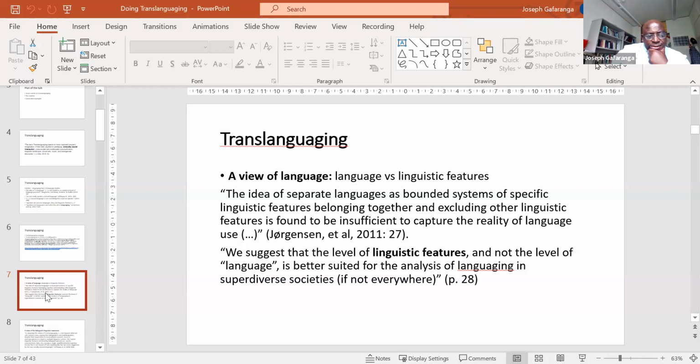If we detail that theory, it is based on a view of language. We've seen that people have not been happy with the notion of language, and they prefer that of linguistic features. And again, you have Jensen saying that the idea of separate languages as bounded systems of specific linguistic features belonging together and excluding other linguistic features is found to be insufficient to capture the reality of language use. And they go on to add, we suggest that the level of linguistic features and not the level of language is better suited for the analysis of languaging in super-diverse societies, if not everywhere. So the preference is for linguistic features rather than language, with or without a name.